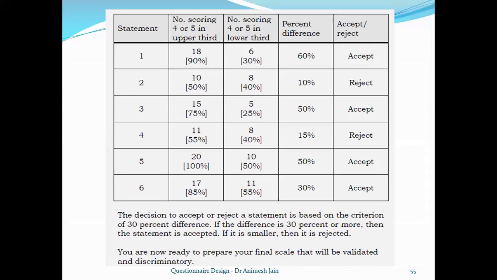Once you've done that, based on this, you will decide whether to keep that statement or not. This is a simple way of devising a scale and validating it. Once you have a difference of 30% or more, keep that, whereas if it is less than 30%, like 15%, 10%, reject them. So your final statement pool will not have the statements which resulted in less than 30%. So that's your final scale ready. That's how you go about it.